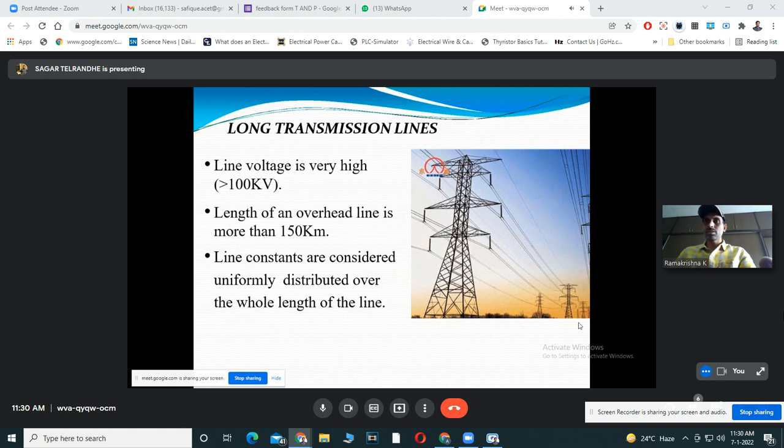and the line constants are considered uniformly distributed over the whole length of the line. And again, in long transmission lines, we need to calculate the resistive, inductive, and capacitive load also.